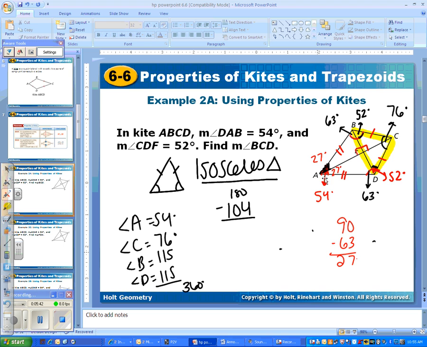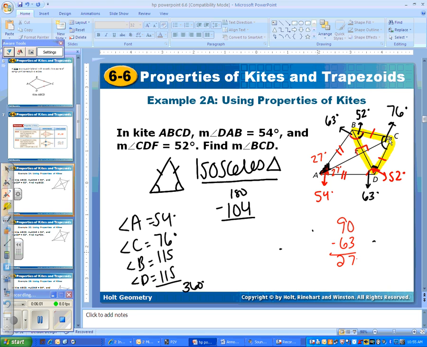That's interesting. Let's see what happens to the other angle. So this 76, we know, again, angle B and angle D are congruent to each other. A and C are not congruent to each other. And we just split up 54 and said that both of them were 27. This is an angle bisector on this angle. Let's see if it's an angle bisector on the other one.